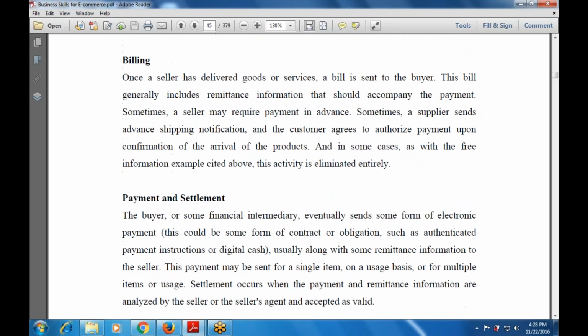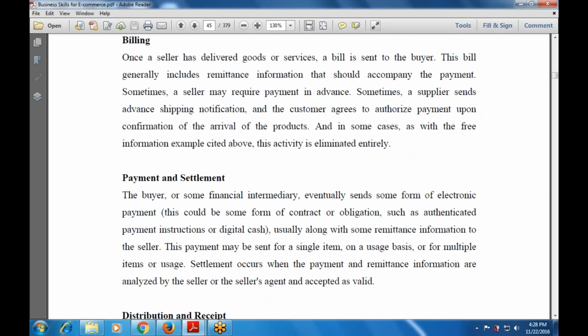Then payment and the settlement, which is also used with the e-payment. What are the various authentication payment, digital cash, contract or obligations that are used with the remittance information to the seller, and that payment will be sent for a single item on urgent basis or for multiple items for usage. That also occurs when the payment and the remittance information are analyzed by the seller and or the seller's agent and are accepted as valid terms.